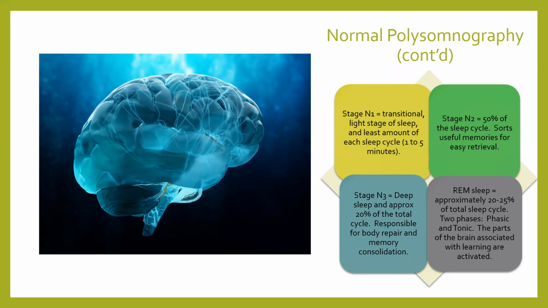REM sleep, finally, it's all on its own there. Basically, it's about 20 to 25% of the total sleep cycle. There's two phases of REM, phasic and what we used to call non-phasic, or tonic now. If you were to catch somebody sleeping in REM, you could see them in the phasic phases of REM with their eyes moving underneath the eyelids. And these are the parts of the brain basically that are associated with learning that are activated in REM.